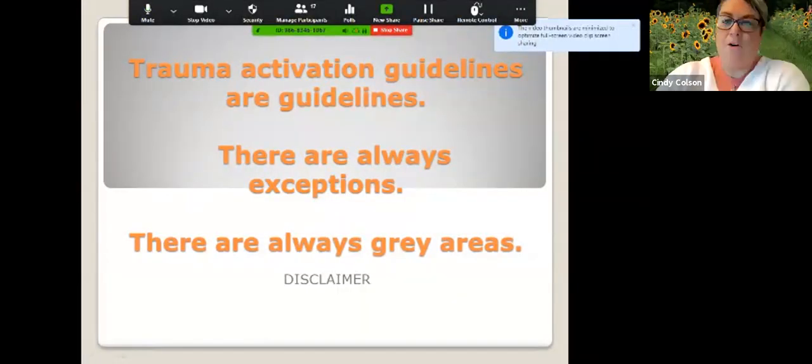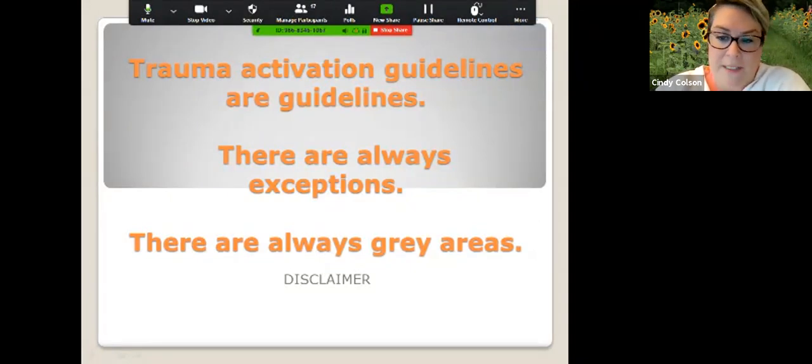Okay, so first off, I just want to say that trauma activation guidelines are guidelines. There are always exceptions and there are always going to be gray areas. Not every child is the same. Not every trauma is the same. And there are always those weird circumstances, which I feel is more often than not.